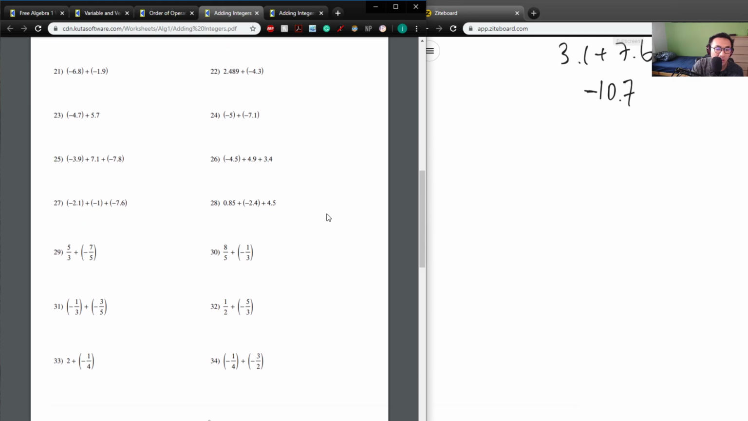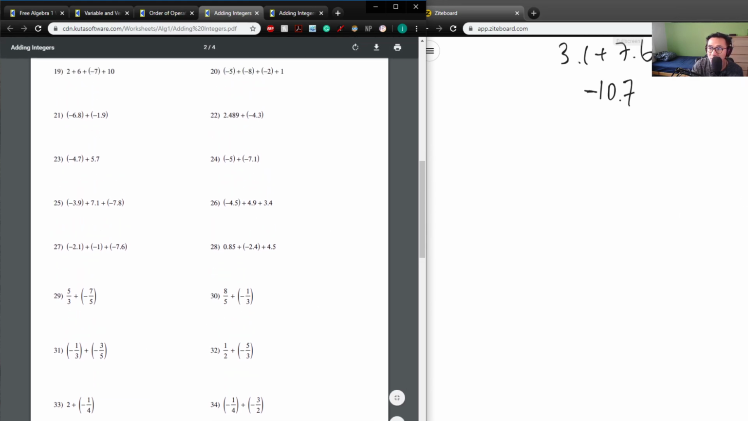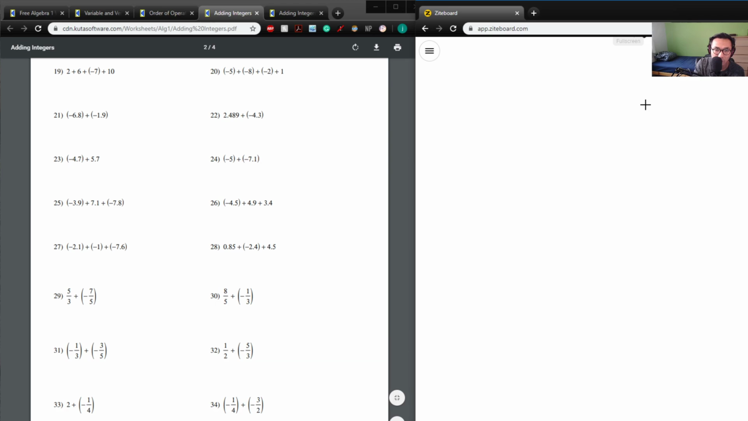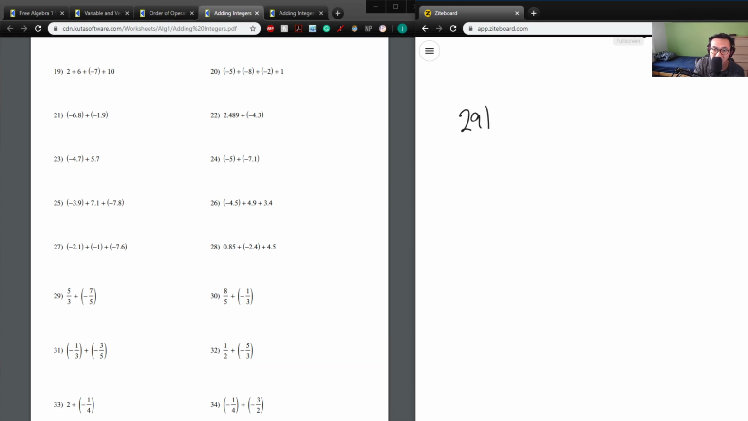So let's do the fractions for these ones, and then they might be a bit more tricky. I know a lot of students hate fractions, me included, to be honest. But let's work with these ones first, and then we'll call it a day. So this is 29. We have 5 over 3 plus -7 over 5. In this case, if we're not given a calculator, if we're adding fractions or negative numbers, doesn't matter, we need to find the lowest common denominator first.